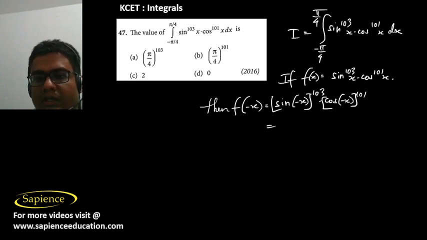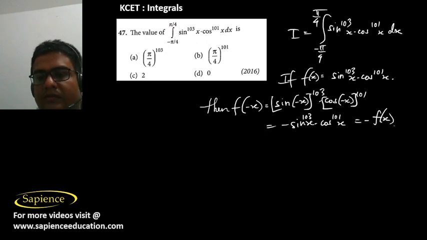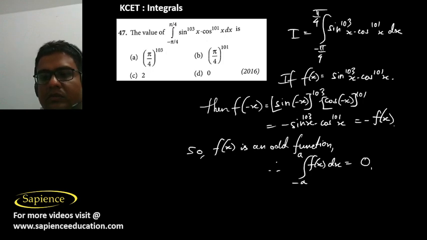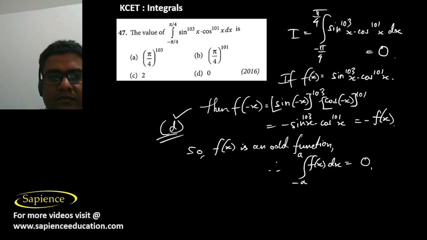Sine of minus x is minus sine x, so this will be minus sine power 103 x. Cos of minus x is cos x, so this is cos power 101 x. This is minus of f of x. So it means that this function f of x is an odd function. So therefore, the integral from minus a to a of f of x dx will be equal to 0. This integral is 0. Option D is the correct answer.